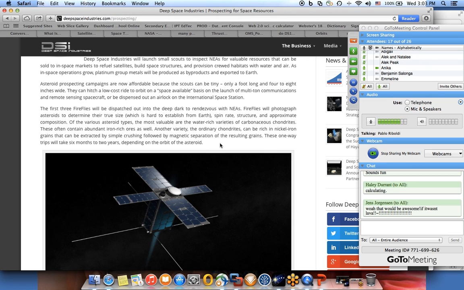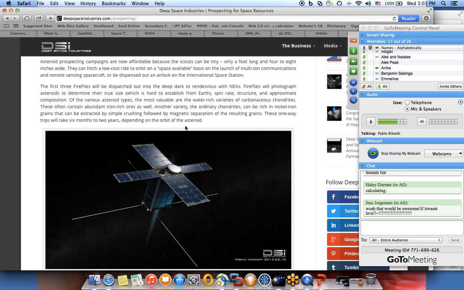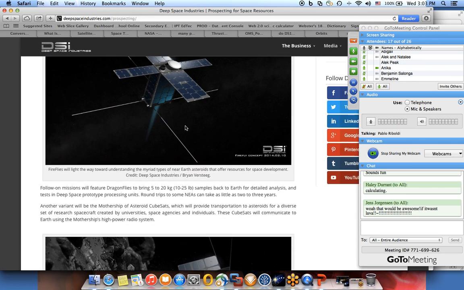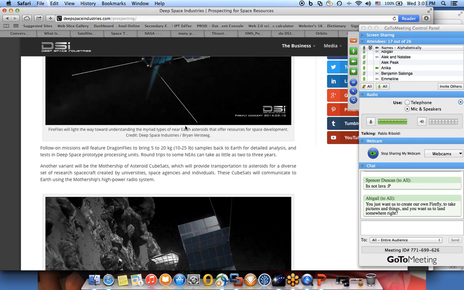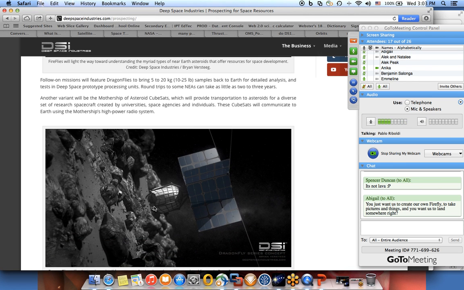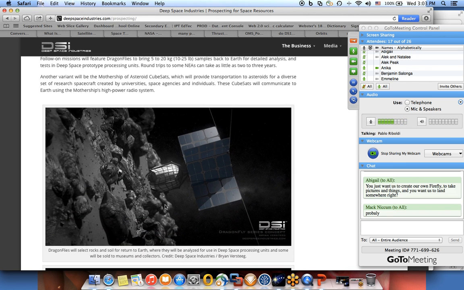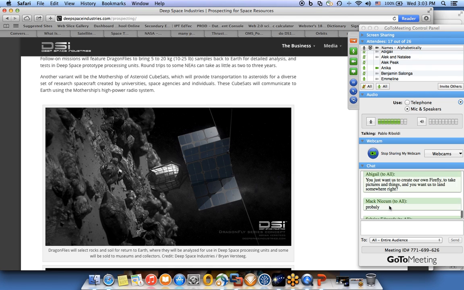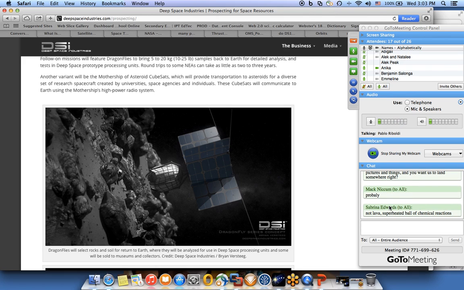But in this case, I'm actually thinking more about visiting some asteroids for the purpose of knowing what the asteroid is made of, and then later on you would think about sending a probe to harvest something. So you just want us to create our own Firefly, to take pictures and things, and you want us to land somewhere, right? Landing is up to you. If you want to land it, that's fine.